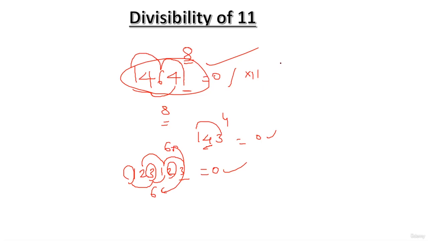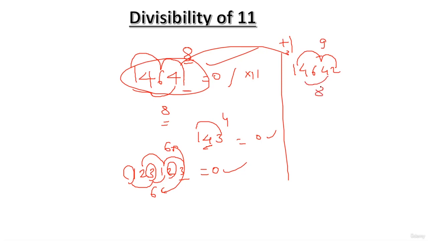Now to observe something similar to what we saw in the divisibility of 3 and 9. If I take the number 14642, this is one more than a multiple of 11, right? So when we divide this number by 11, the remainder should be 1. Let's check the divisibility now. 2 plus 6 plus 1 is 2 plus 6, 8, plus 1, 9. And 4 plus 4 is 8. 9 minus 8, the difference is 1, the remainder.